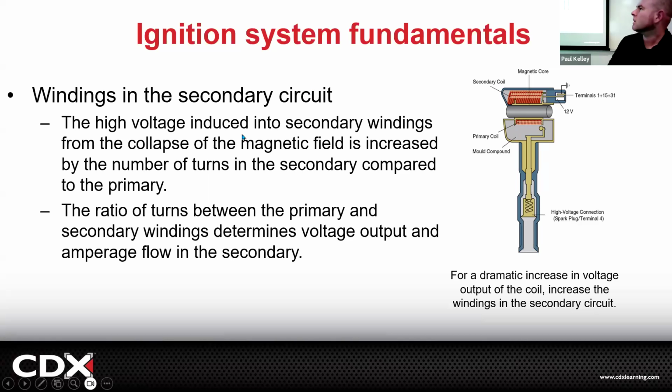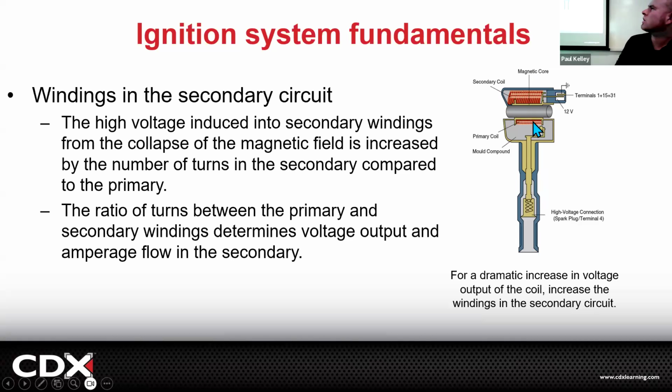Right, so what that means is the high voltage induced into the secondary windings from the collapse of the magnetic field is increased by the number of turns in the secondary compared to the primary. So look at this, it's a little hard to see, but the primary has a relatively small number of turns in the coil. You know what the secondary has? A lot, much more. So remember how we were saying we wanted something that would take us from 12 volts to 40,000? Well, that's a big part of what we do.